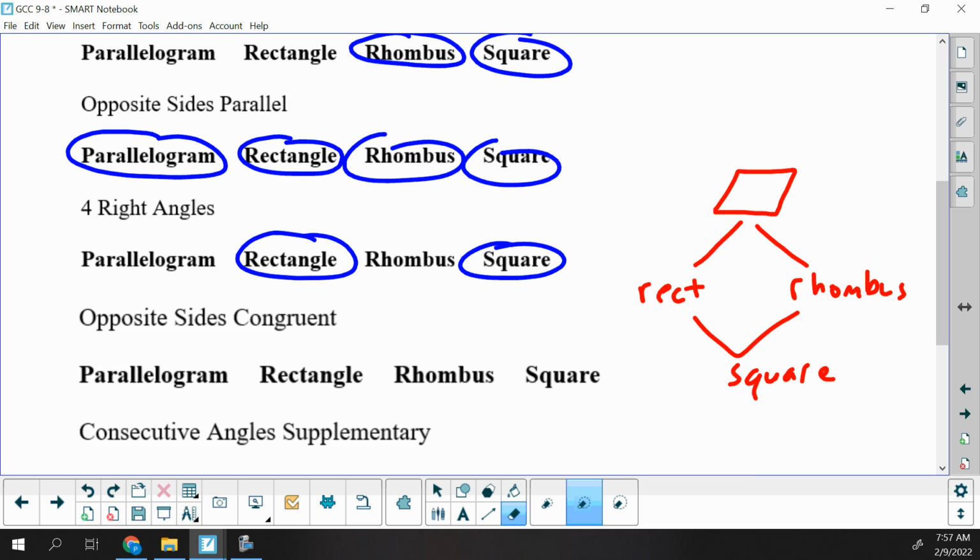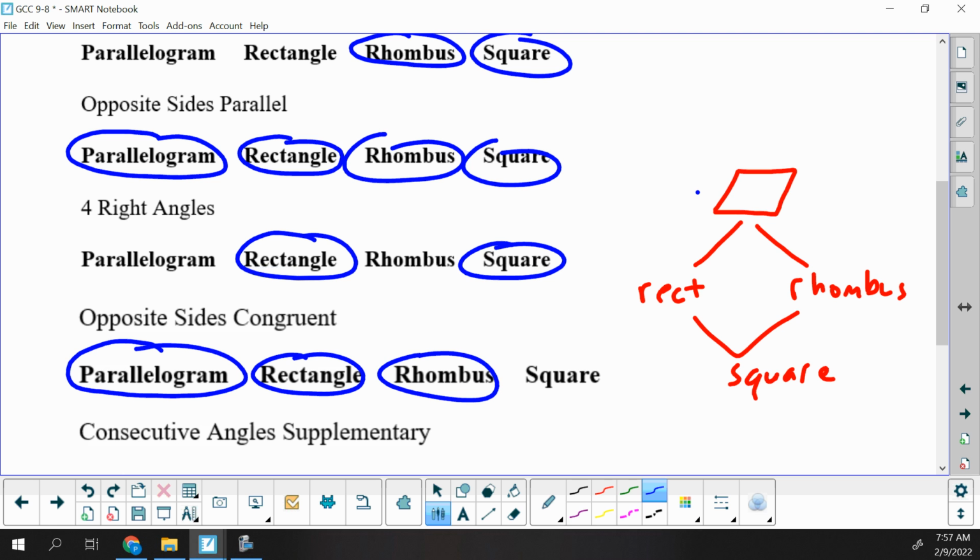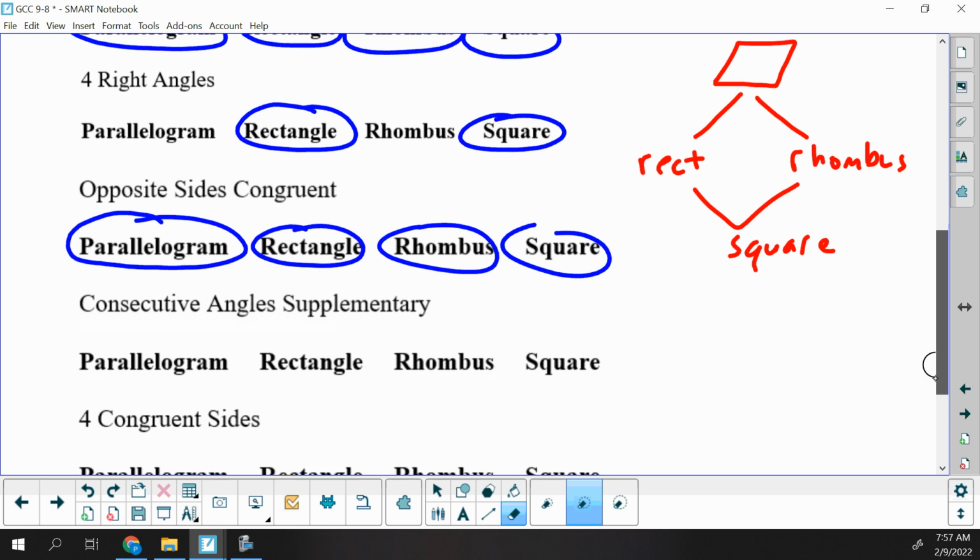First one that implies opposite sides congruent from our study card is the parallelogram. So everything below that on the flow chart has it as well. So rectangle, rhombus, and square. Now in reality, rhombus does have opposite sides congruent, but it actually has all sides congruent as well. Same thing with the square.